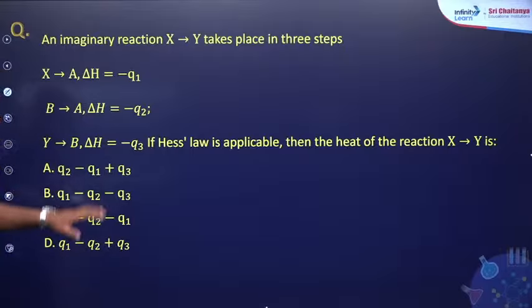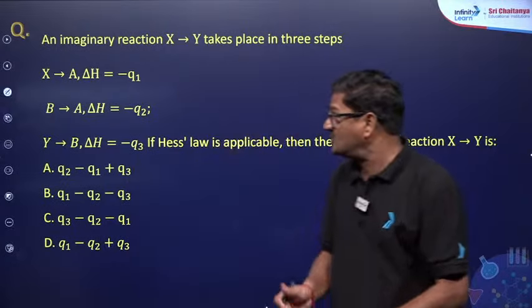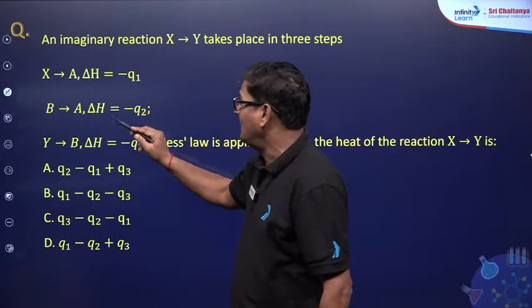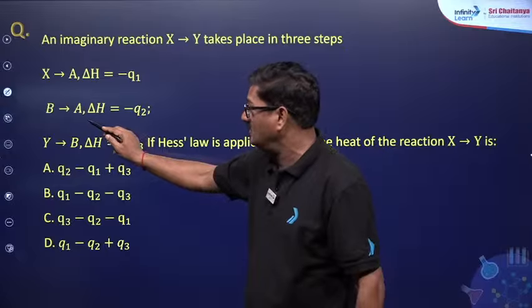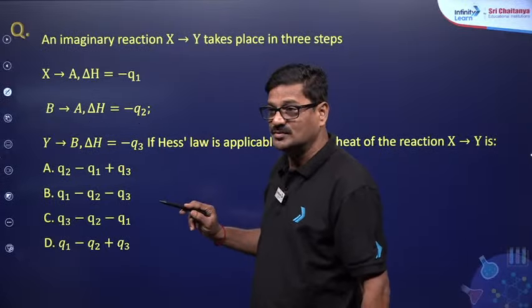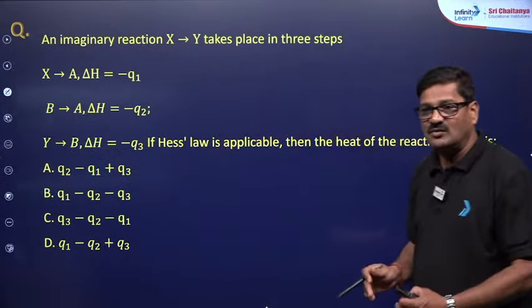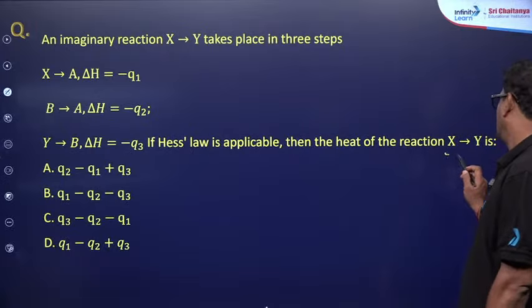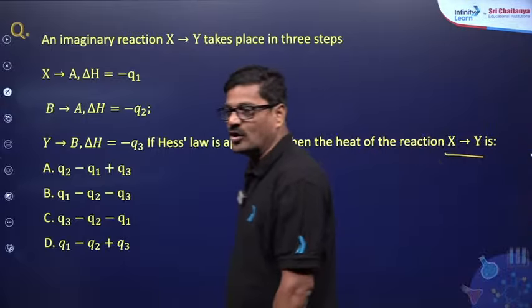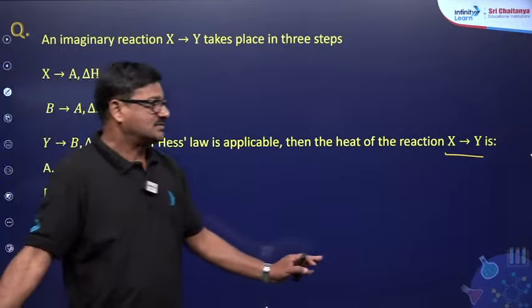Okay, next, moving ahead, another one. An imaginary reaction X gives rise to Y and takes place in 3 steps. Step 1: X gives rise to A, and delta H is Q1. B gives rise to A, and delta H is minus Q2. Y gives rise to B, and delta H is minus Q3. Now my question is, if Hess law is applicable, what will be the heat of the reaction when X gives rise to Y? What will be the answer?